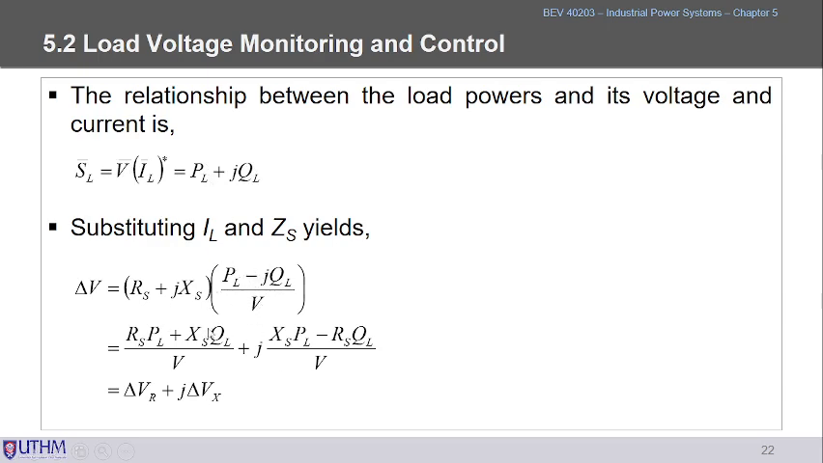Okay, and then we arrange it according to the real part and the imaginary part. That is why we will have the real part voltage drop and the imaginary part voltage drop. This one is the horizontal and this one is the vertical.